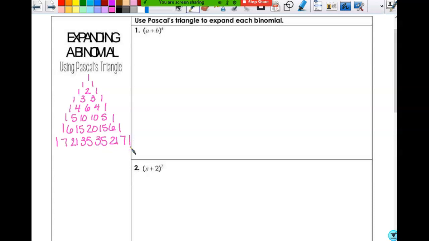And because of room, it may not look like the numbers are all smushed together, but as long as you can, you know, where they separate so you can use the numbers, you'll be fine.